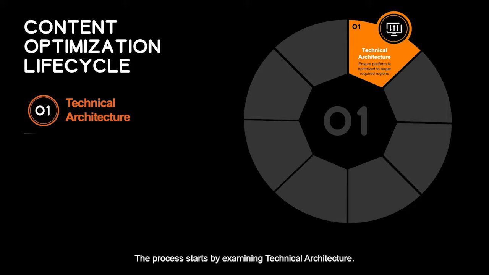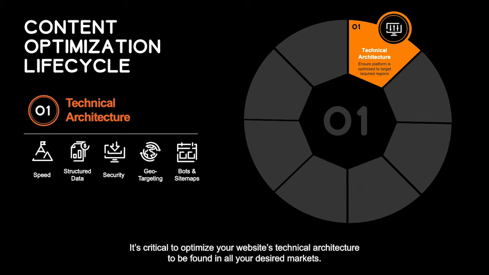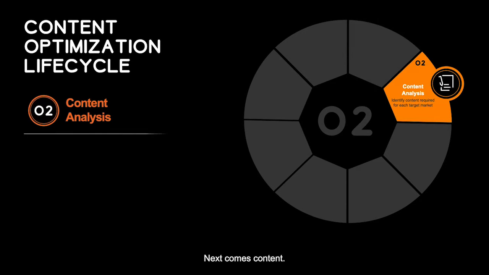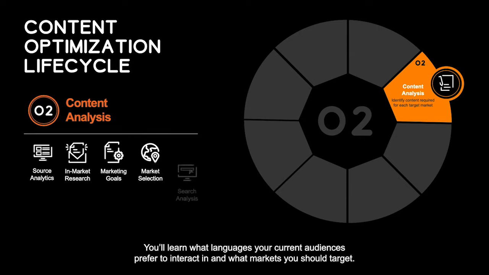The process starts by examining technical architecture. It's critical to optimize your website's technical architecture to be found in all your desired markets. Next comes content. Our content analysis investigates in-market content performance. You'll learn what languages your current audiences prefer to interact in and what markets you should target.